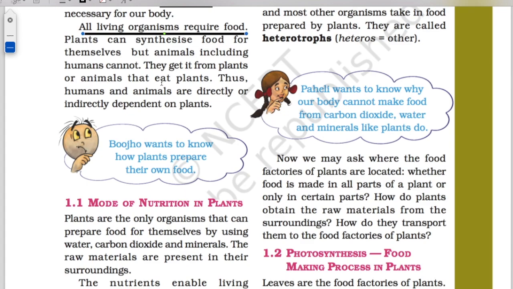But do you know? Plants can synthesize their food themselves. But animals can't do that. They get their food from plants. Thus, humans and other animals directly or indirectly depend on plants for their food.